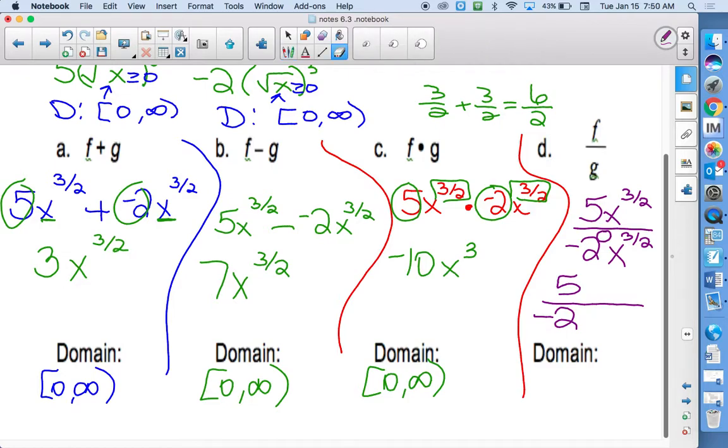So this answer is actually just 5 over negative 2. Because these x's have the same power, they cancel. Or 3 halves minus 3 halves is 0. X to the 0 is 1. It's gone.